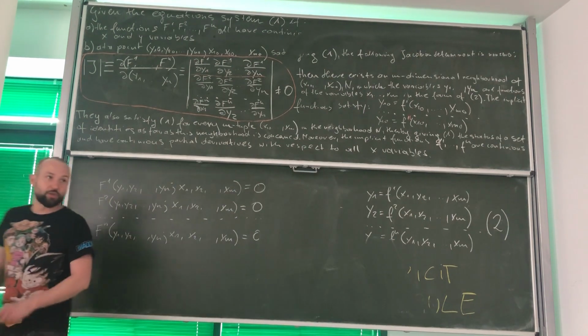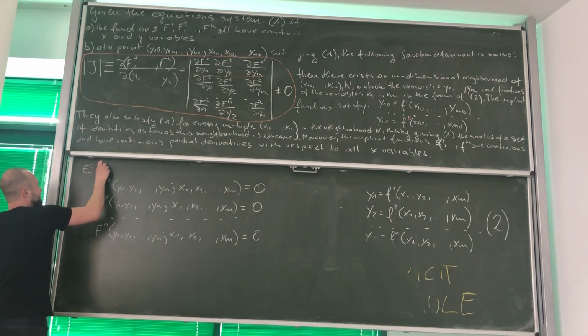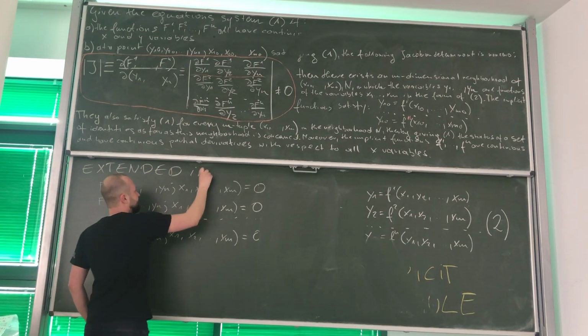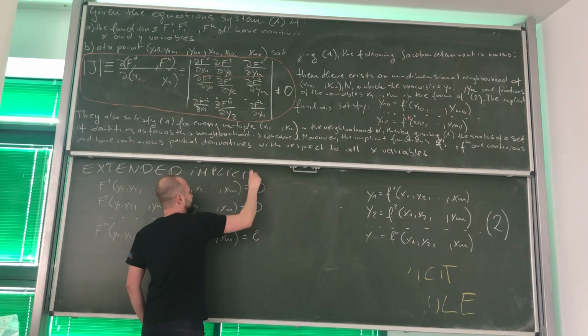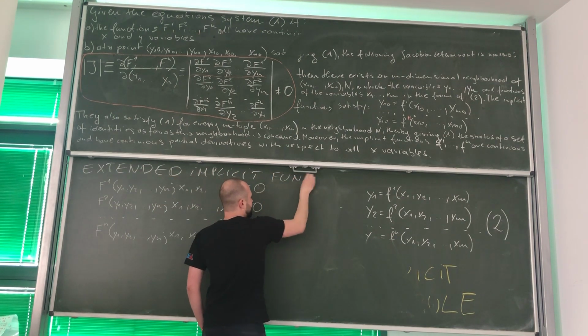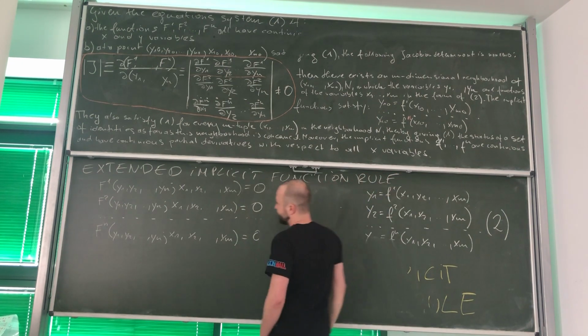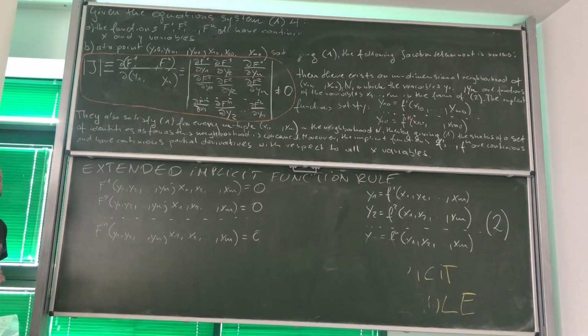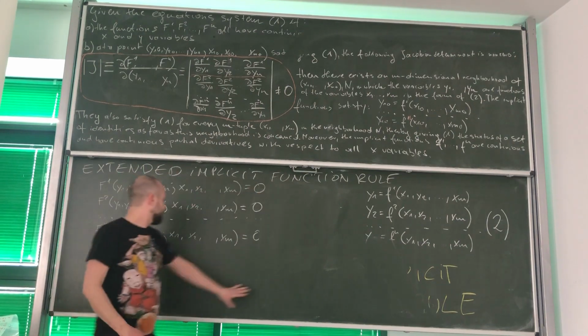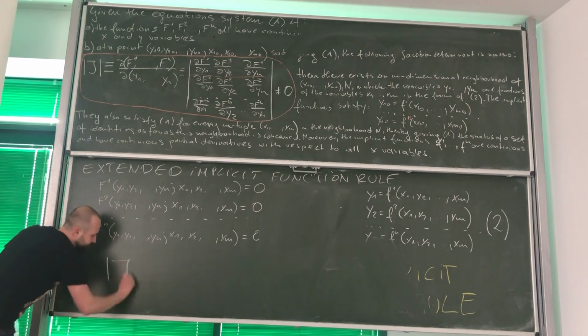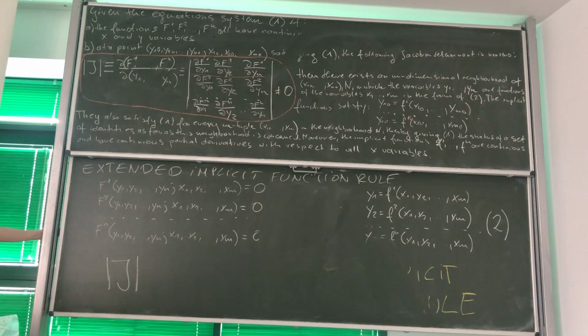To do so, we're going to use the extended implicit function theorem. Okay, so what are the steps that we need to take? First, we have this system. So, first thing I will do is calculate the Jacobian of this system.